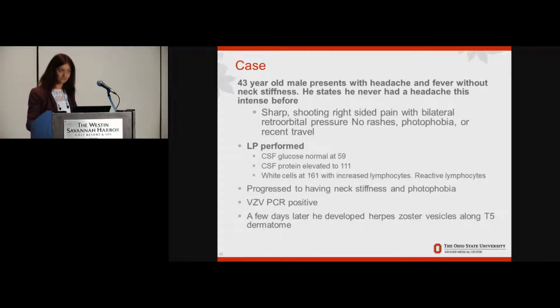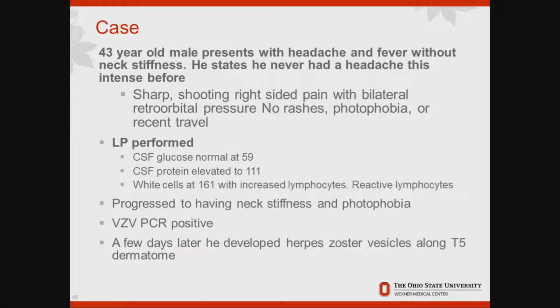Our second case, which was not such an obvious case as the first, makes the point here. A 43-year-old comes into the ICU with a severe headache and fever but no neck stiffness. He states he's never had a headache this severe, and the pain was shooting, sharp, right-sided pain with bilateral retroorbital pressure. He did not have any rashes or photophobia at the time, and no recent travel. Again, with this kind of presentation, your differential is rather broad because there is really no telltale sign of any particular entity. So it could be bacterial, it could be viral.